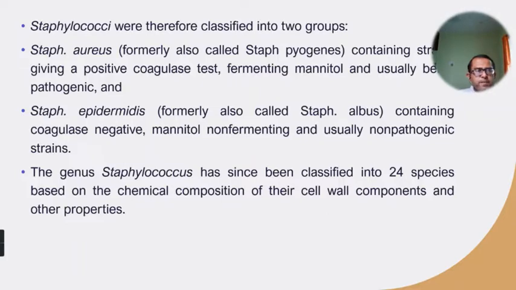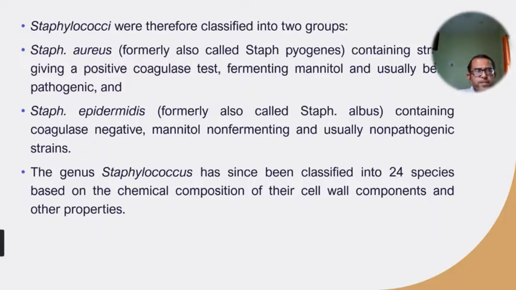So we can compare these groups of bacteria. The Staphylococcus genus is grouped into two groups: Staphylococcus aureus, which is mostly involved in causing infections in human beings, and Staphylococcus epidermidis, which is not usually causing any kind of infections in human beings. Okay?